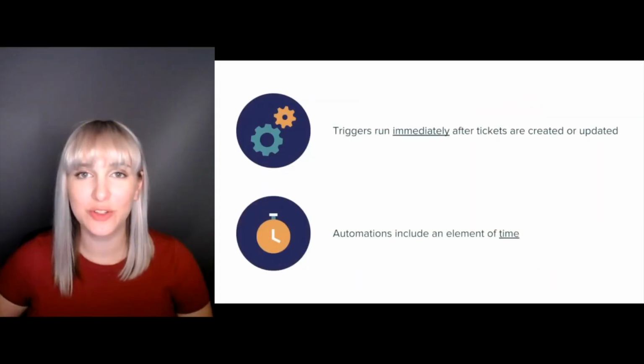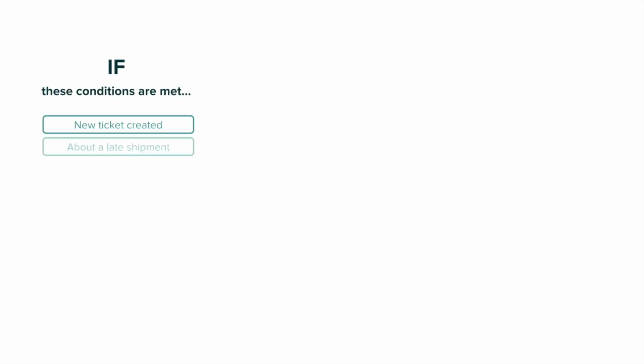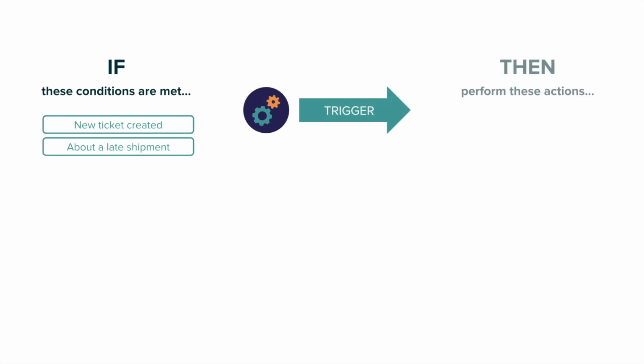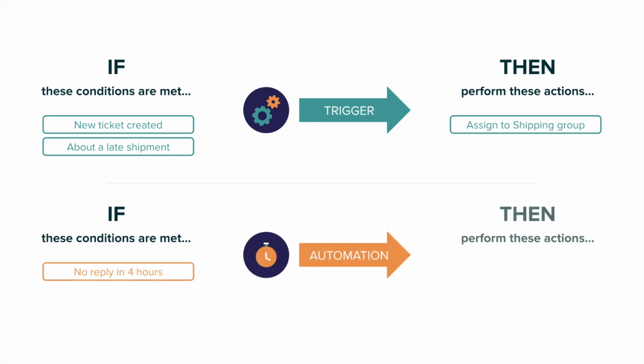The difference between triggers and automations is simple. Triggers run immediately after tickets are created or updated, whereas automations include an element of time. For example, a trigger could be used to immediately route a new ticket about a shipment to the shipping department, while an automation could escalate that ticket 4 hours later if it hasn't yet been responded to.